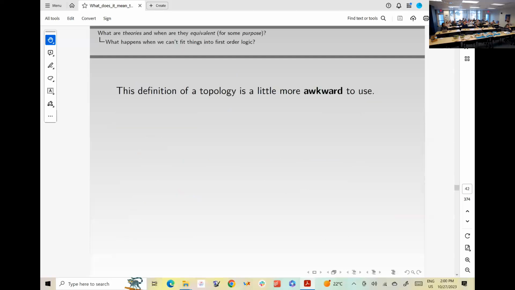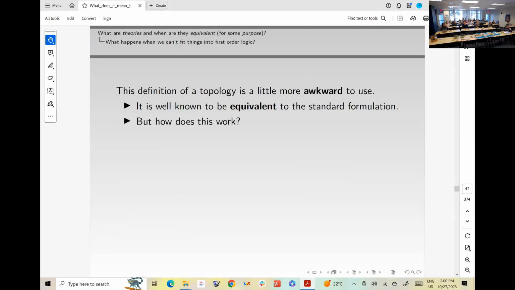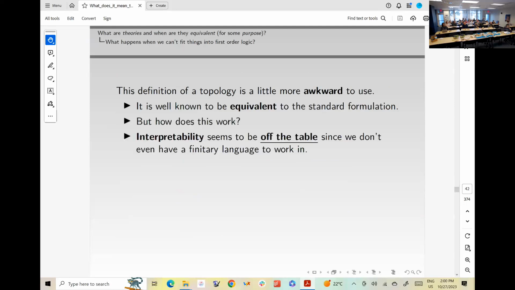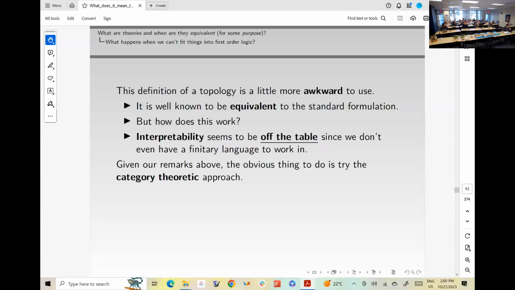Okay, why have I brought these things up? So the first thing to mention is that this topology definition is more awkward to use, not so commonly used these days, but it's well known to be equivalent to the standard formulation. It's very easy to do this, but how does this work? So interpretability seems to be off the table since I don't have a finitary language to work in. Okay, given our remarks above, the obvious thing to do perhaps is try the category theoretic approach.